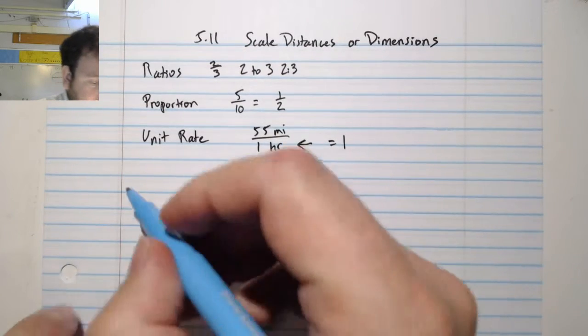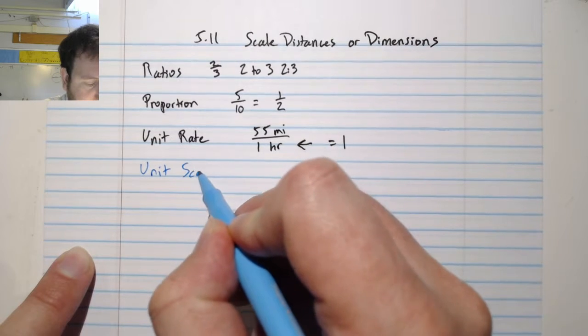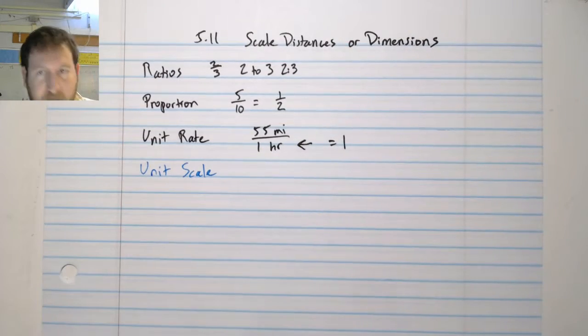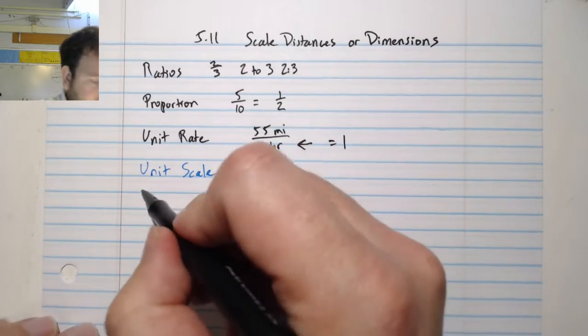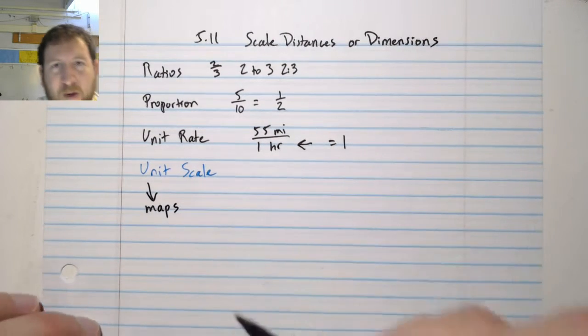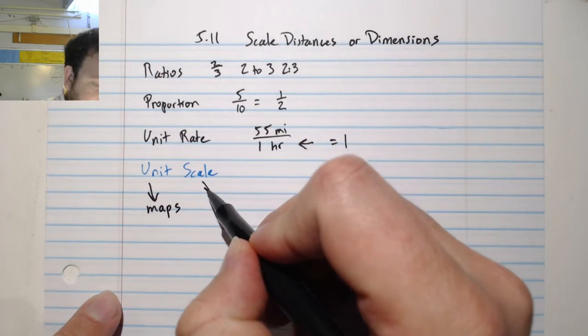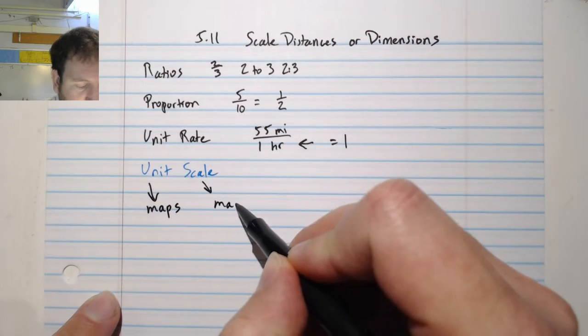Today I'm going to add an additional one, and I'm going to make it in a different color because it's different. It is a unit scale. And we see these the most on maps, because we can't make maps nearly as big as the thing that we are attempting to map, or the map would be as big as the entire United States. So instead, we scale it down or make it smaller.